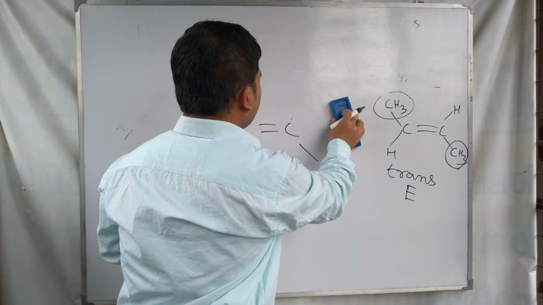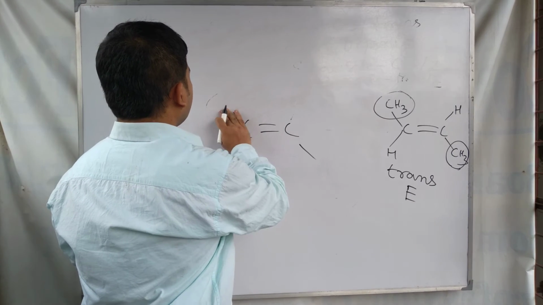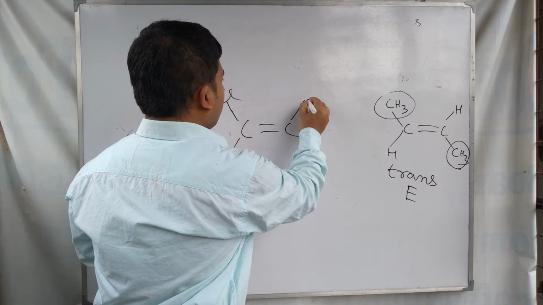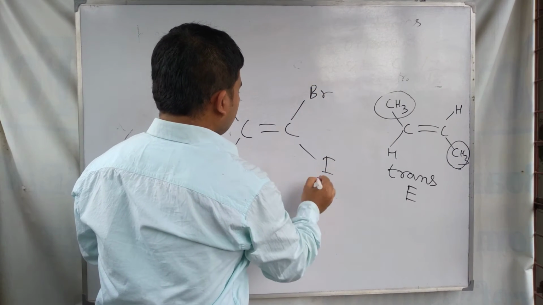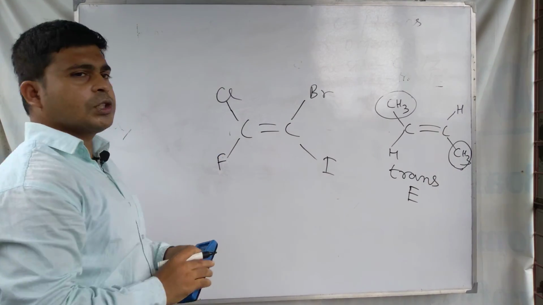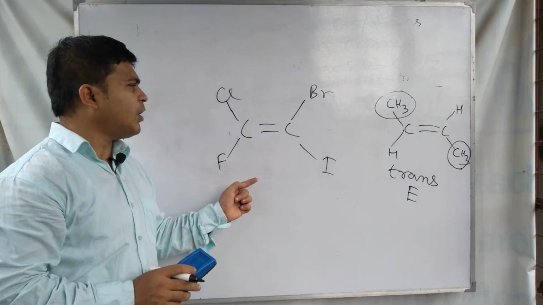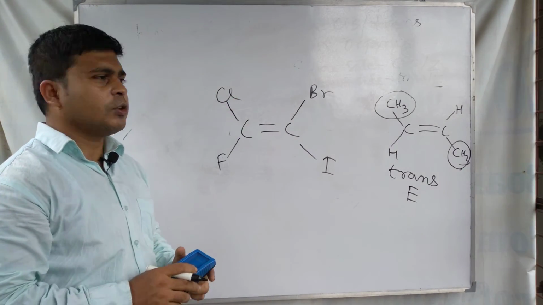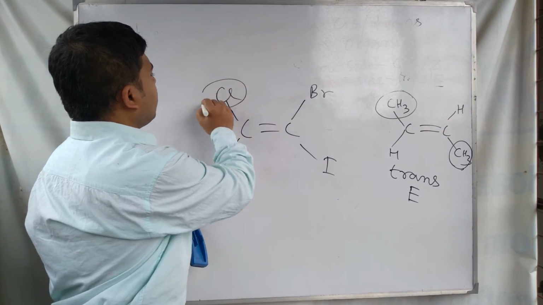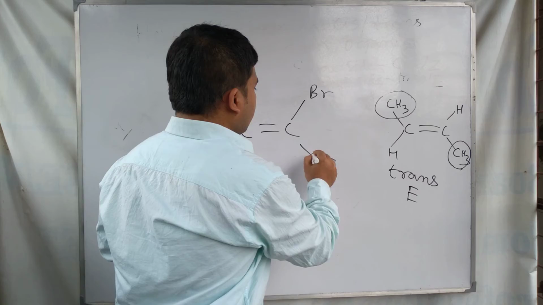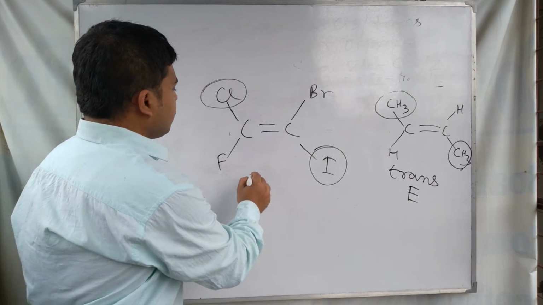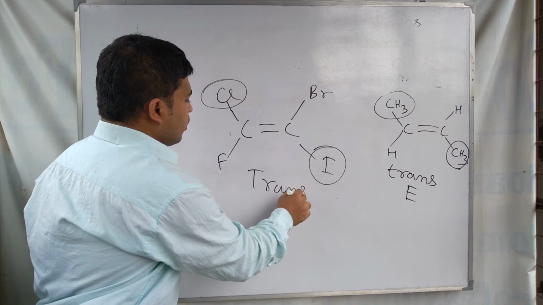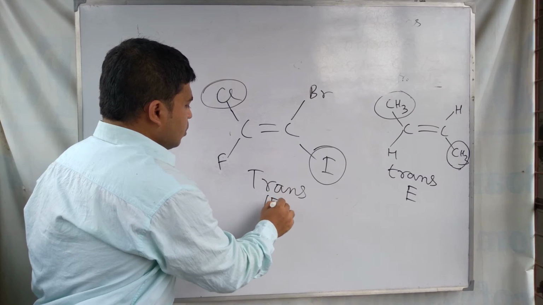Similarly, we can see another example of isomers like this one. Here a chlorine group is attached, here a bromine group, here an iodine group, and here a fluorine group. This molecule must have geometrical isomers, so we have to find whether it is a cis or trans isomer. Between fluorine and chlorine, chlorine has higher priority, and between bromine and iodine, iodine has higher priority. So the higher priority groups are on opposite sides, and this is an example of a trans or E isomer.